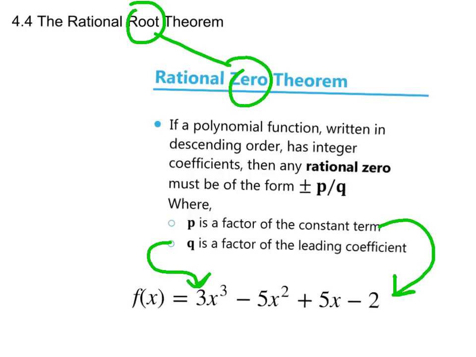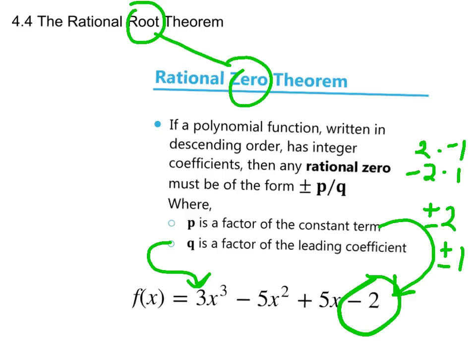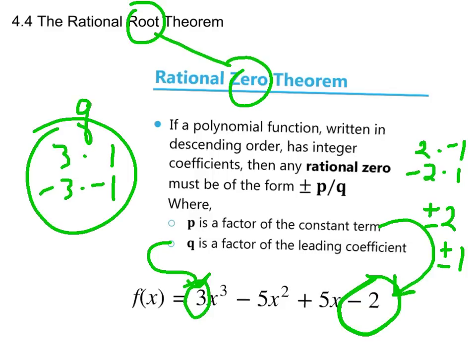Well, let's figure that out. P is a factor of the constant term. So what are the factors of 2? Well, we could have 2 times negative 1, or we can have negative 2 times 1. So it looks to me like it's going to be plus or minus 2 and plus or minus 1. What about the 3? Well, the 3, we have 3 times 1, and don't forget, we could also have negative 3 times negative 1. Negative, negative cancels out. So we have these right here, these are our possible q's, and these right here, these are our possible p's.